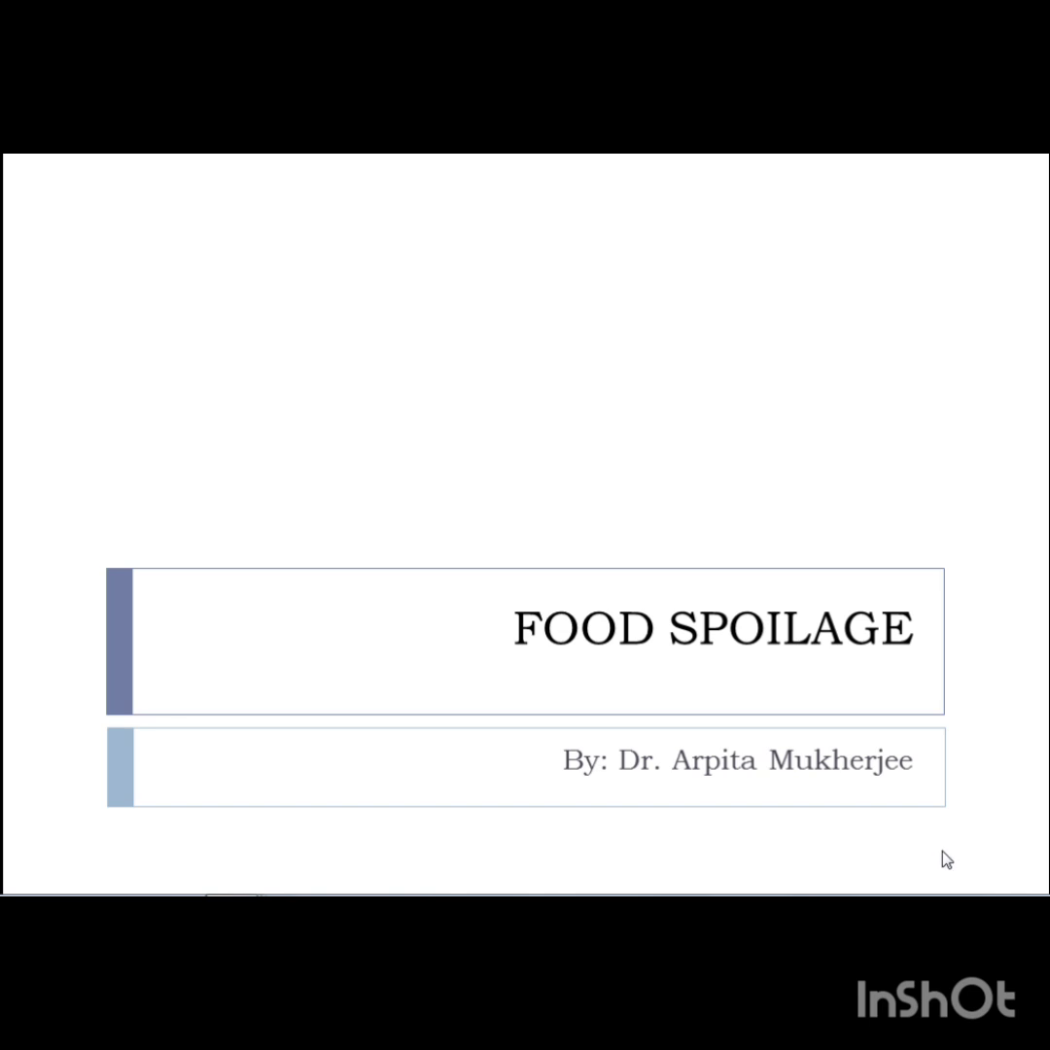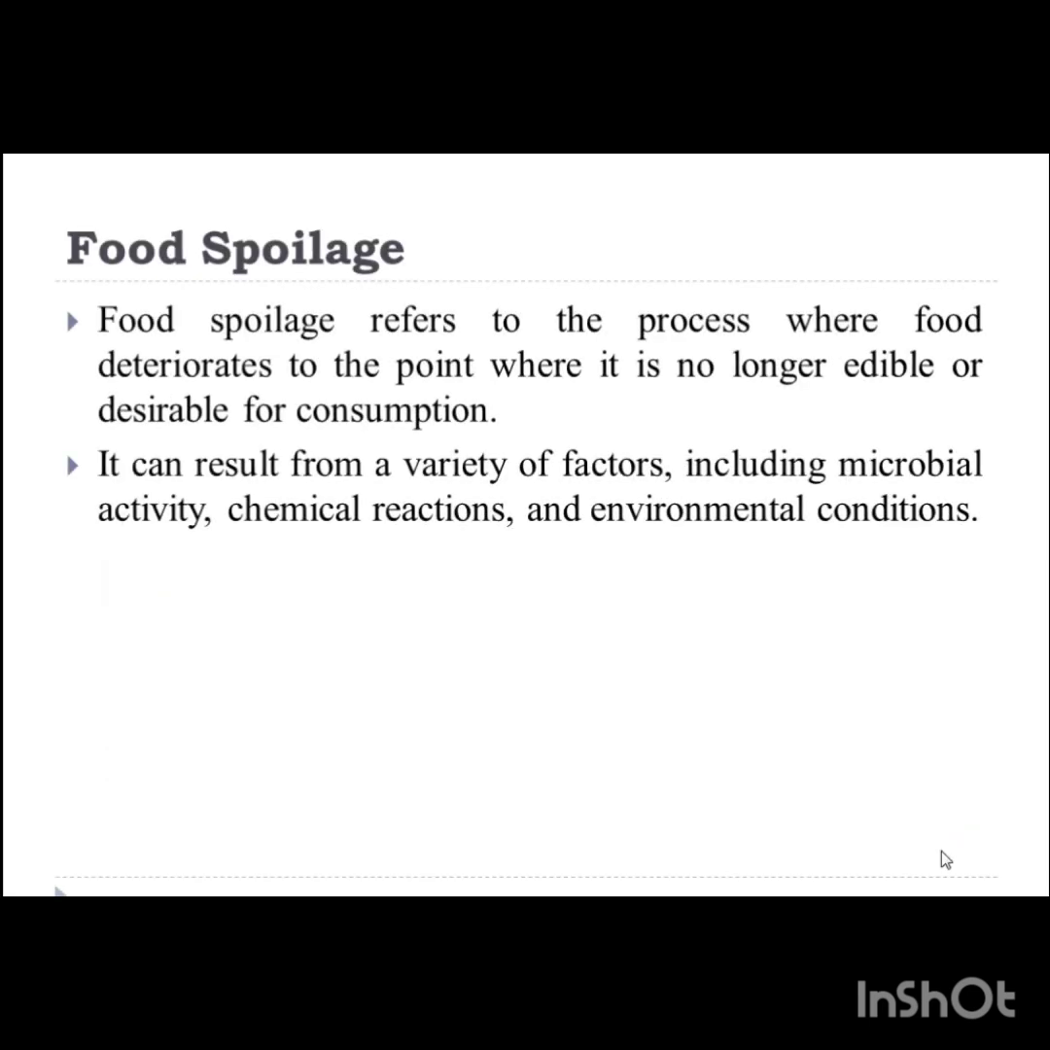Today's topic is food spoilage. So what is food spoilage? Food spoilage is a process where the food quality is deteriorated and it cannot be edible. So we can't eat spoiled food and it is prohibited for consumption. Actually, what happens in food spoilage? There are some microbial activities, there may be some chemical reactions or environmental conditions due to which the food has been spoiled.